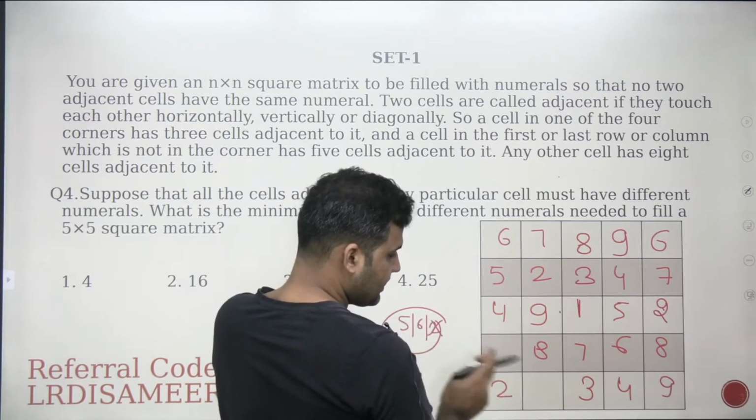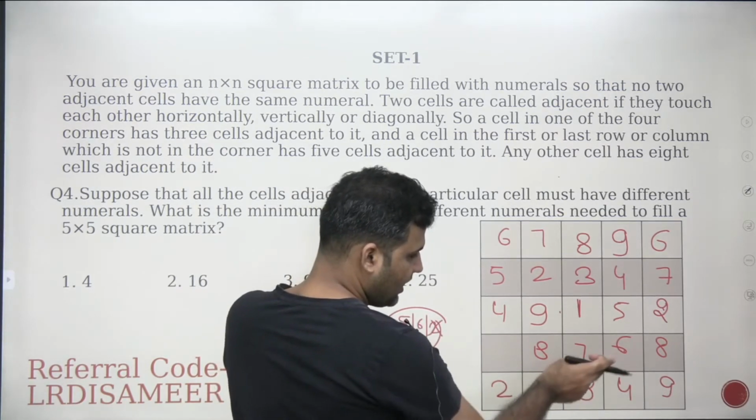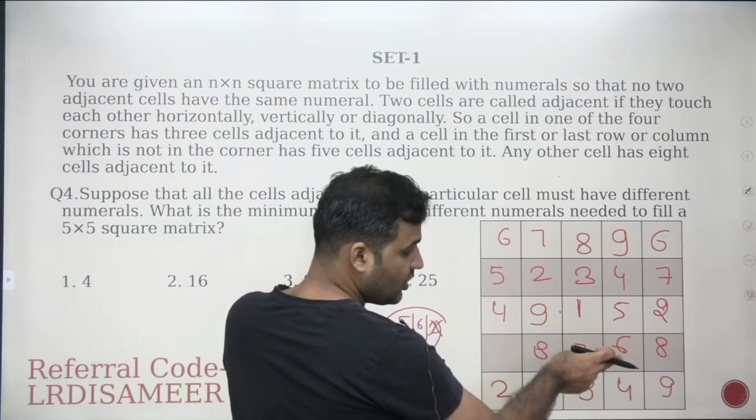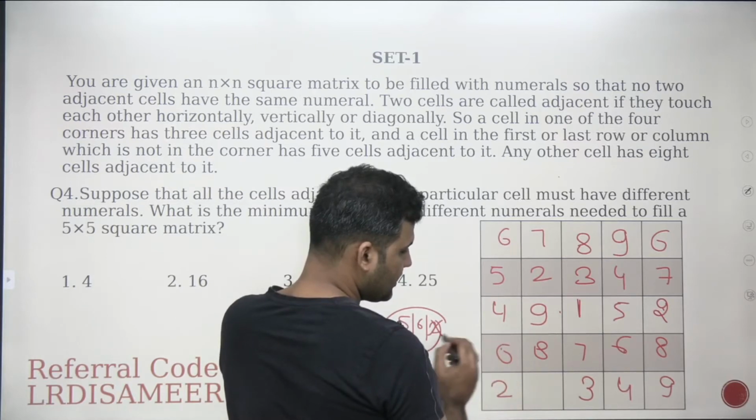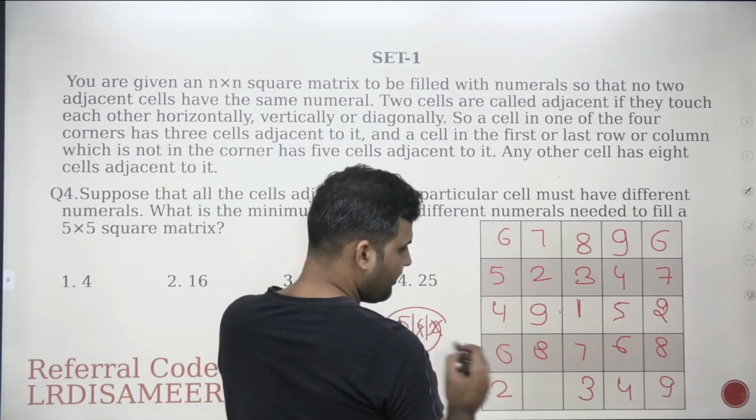Now we are left with 6. Can I use 6 here? No. 3 is having adjacent cell here, right? 3 के adjacent में already 6 use हो चुका है. So 3 के adjacent में 6 यहाँ use नहीं होगा. So I'll be using 6 here. Okay, what is left? 5. 5 is to be used here.